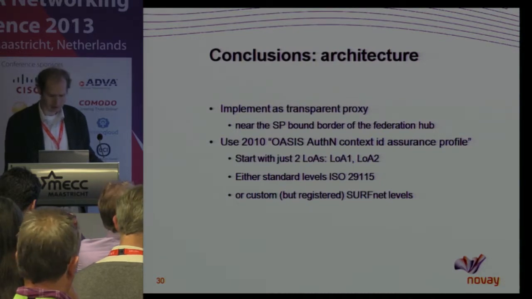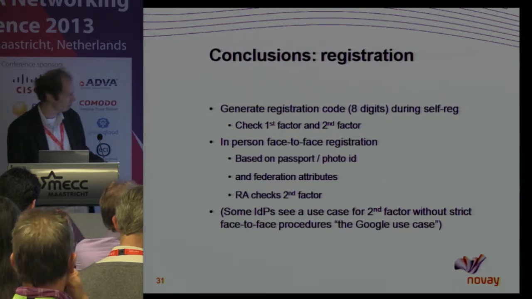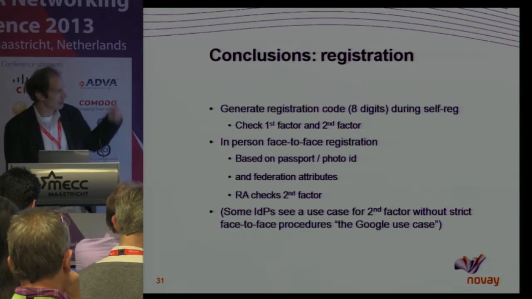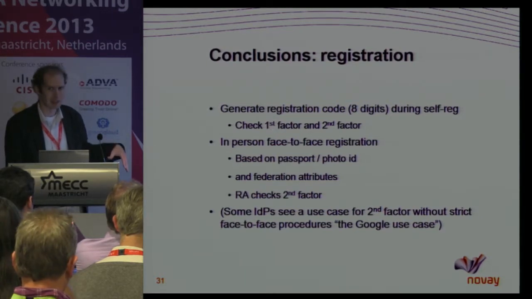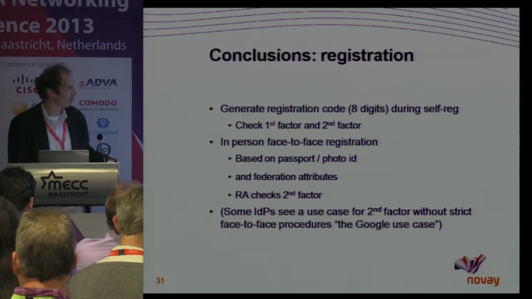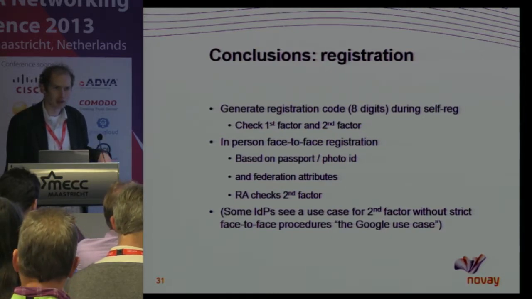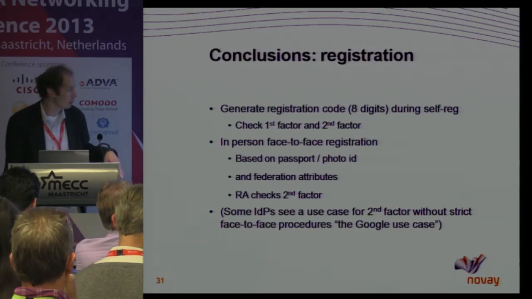Okay, so architecture is actually not the hardest part. The hardest part is the registration process, and so we think it's a neat trick, this digit or this registration code. This allows you to make it easy for users to do most of the process themselves the night before you go to the registration authority. We think it's important to check both the first factor and the second factor to really show to the registration authority that you control both credentials, both authentication solutions. And it's important to do face-to-face.